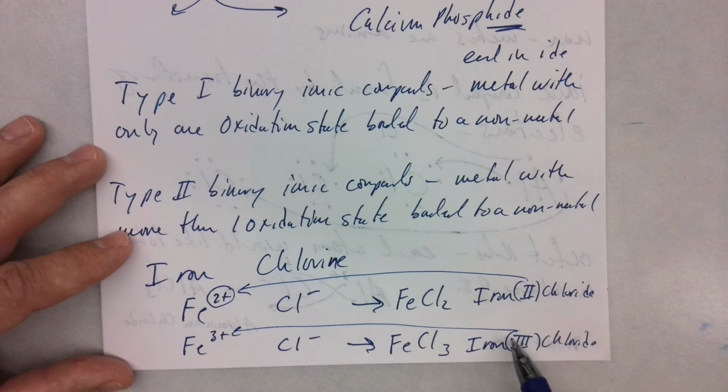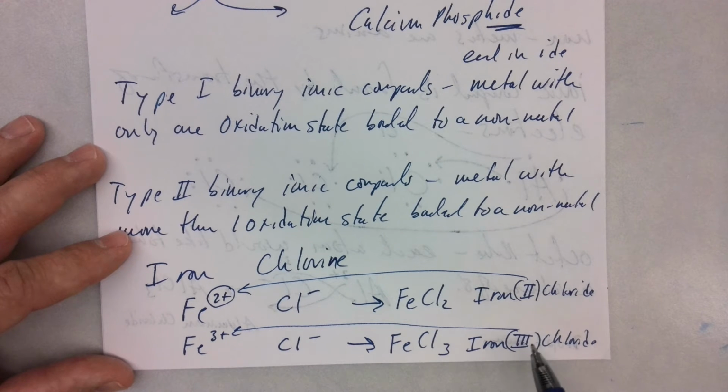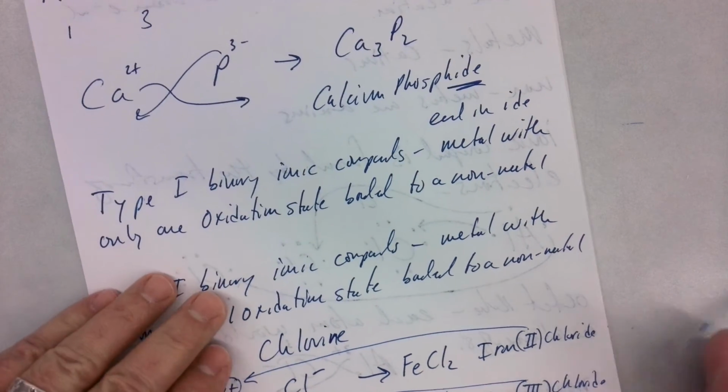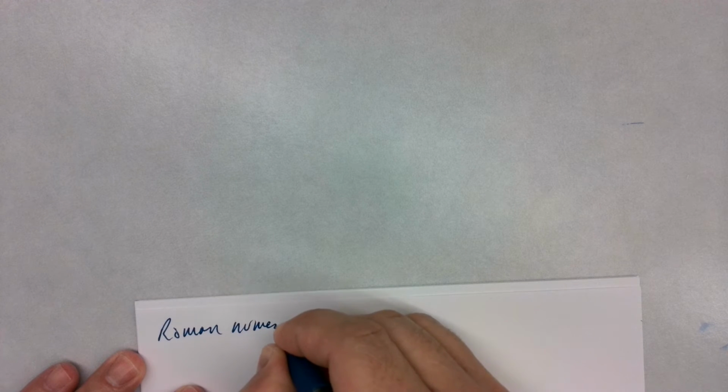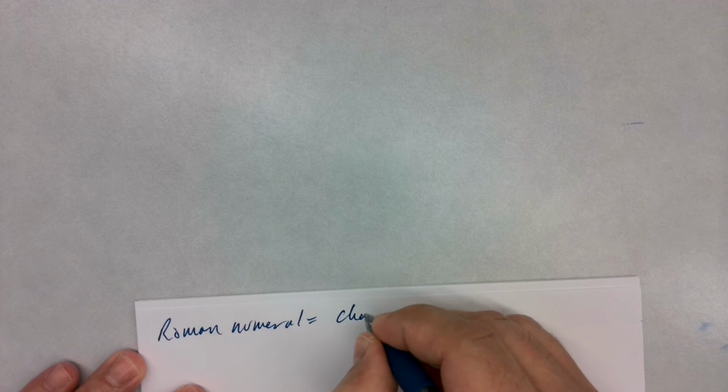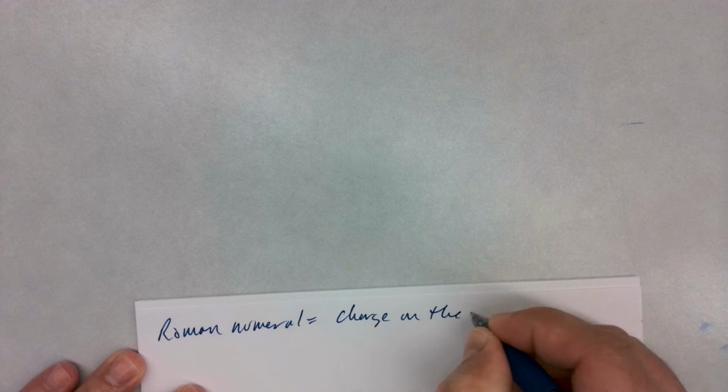I can't tell you how many of you on the test are going to screw this up. You're going to think that that Roman numeral means how many irons there are. It's not. It is the charge on the cation. Okay? So the Roman numeral, and I'm going to write this down, is the charge on the cation.